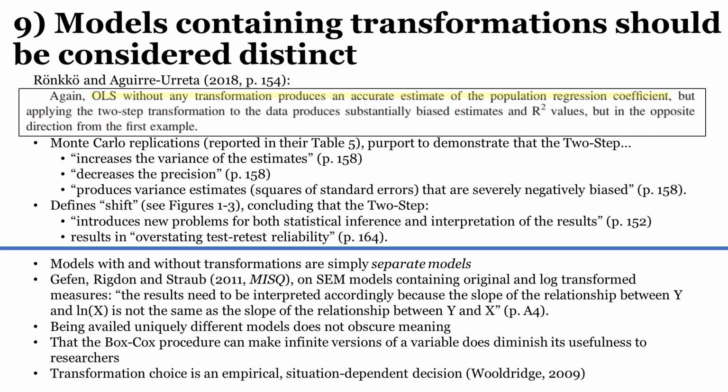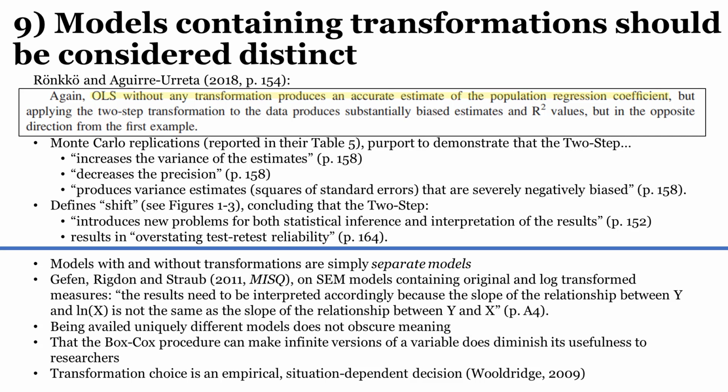There are several examples of this. First, the authors state, quote, OLS without any transformation produces an accurate estimate of the population regression coefficient, close quote. In addition, the authors' Monte Carlo replications are supposed to demonstrate that the two-step, quote, increases the variance of estimates, close quote, decreases the precision, close quote, and, quote, produces variance estimates that are severely negatively biased, close quote. They also talk about shift, concluding that the two-step, quote, introduces new problems for both statistical inference and interpretation of the results, close quote, and that it results in, quote, overstating test-retest reliability, close quote.